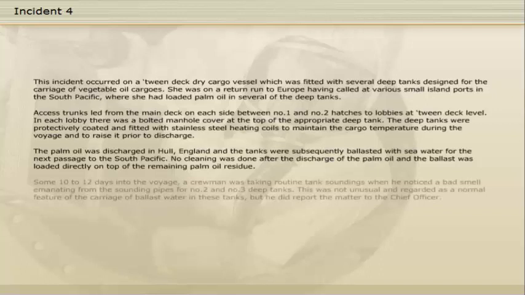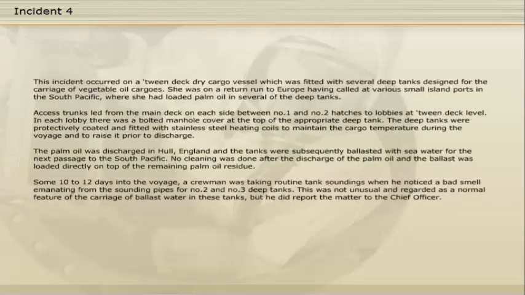Some 10 to 12 days into the voyage, a crewman was taking routine tank soundings when he noticed a bad smell emanating from the sounding pipes for number 2 and number 3 deep tanks. This was not unusual and regarded as a normal feature of the carriage of ballast water in these tanks, but he did report the matter to the chief officer.